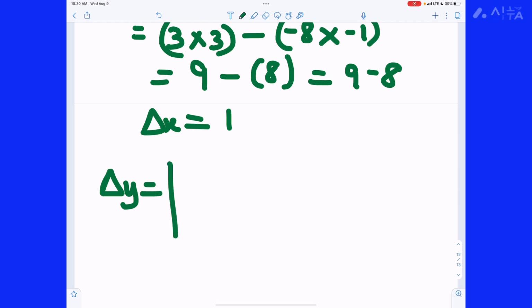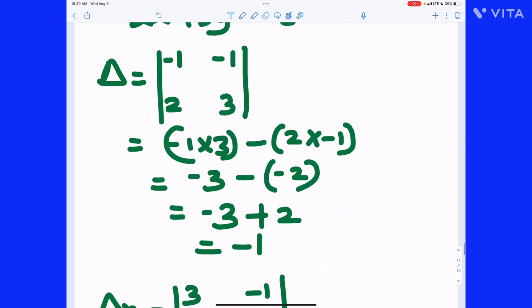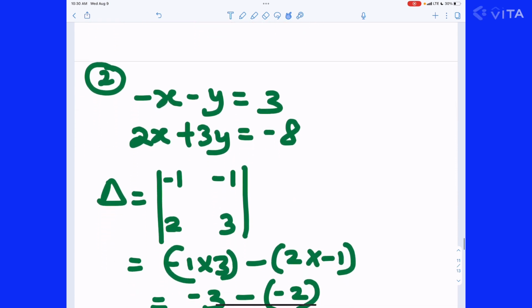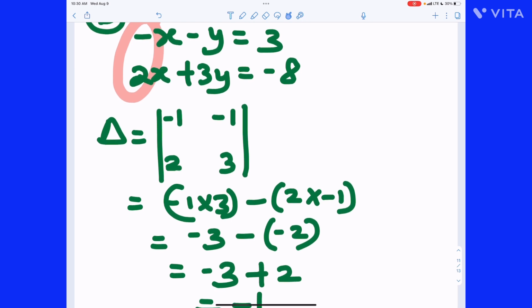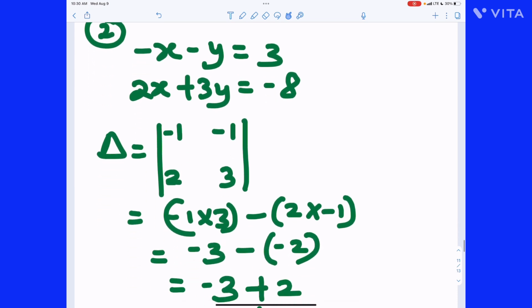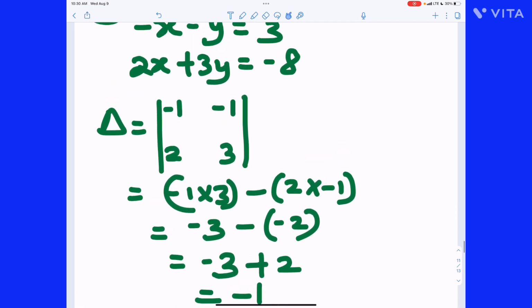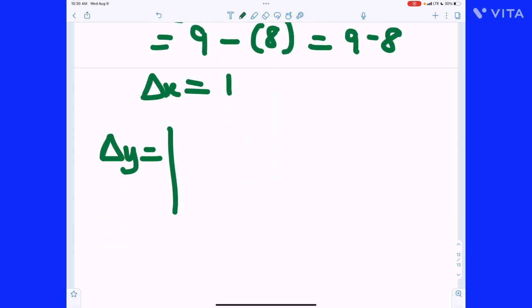Also, I'll find delta y. To find delta y, I'm going to keep the coefficients of x. The coefficients of x are minus 1 and 2, so I'll keep minus 1 and 2. But I'll change minus 1 and 3 to 3 and minus 8. So for delta y, I'm going to write minus 1, 2, 3, minus 8.